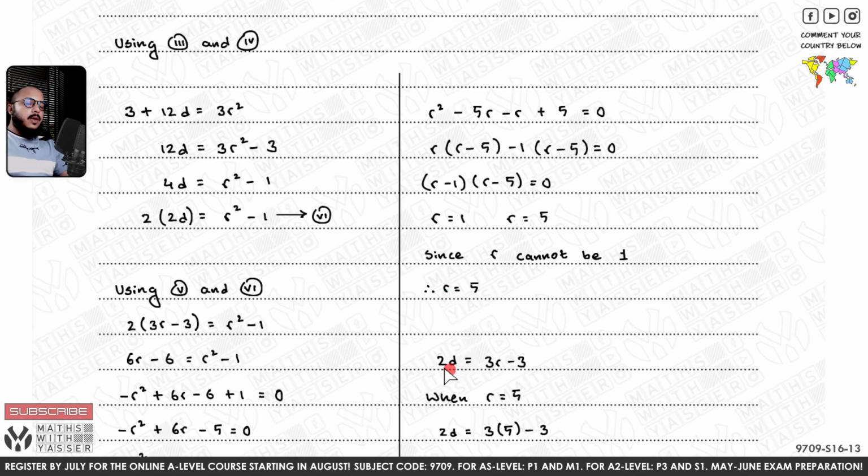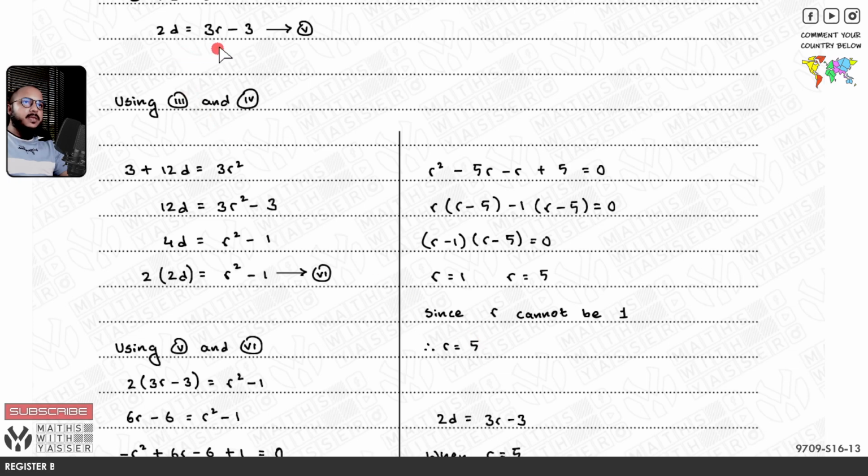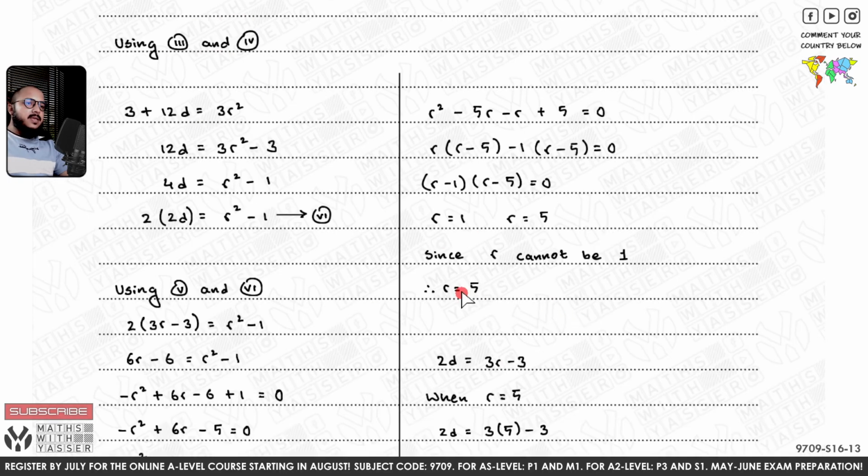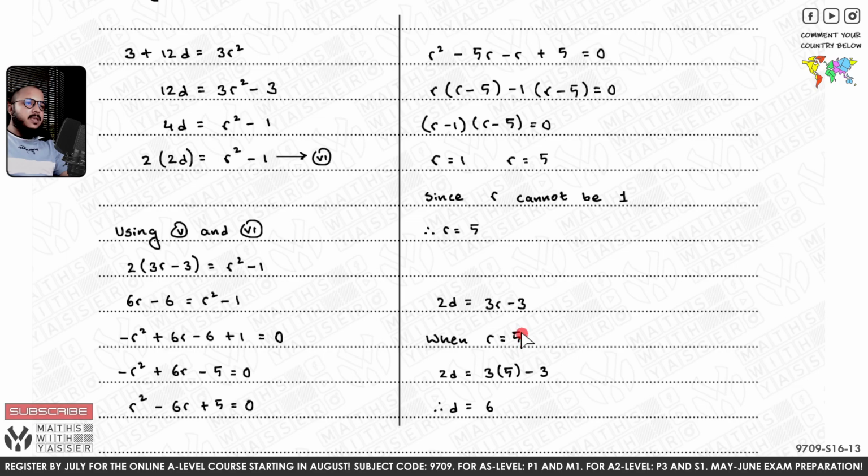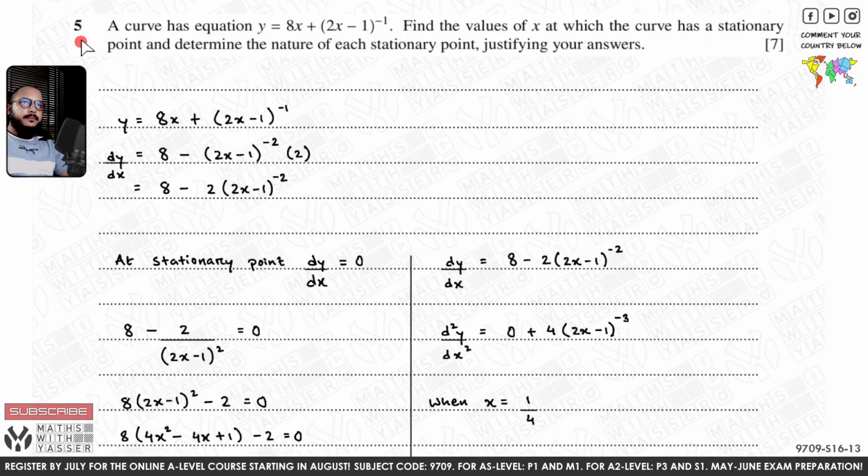So now let's look into the equation that we have made earlier, which was 2d = 3r - 3. Now since r = 5, we can substitute this value into this equation. That gives us 2d = 3 times 5 - 3. Therefore, d = 6.